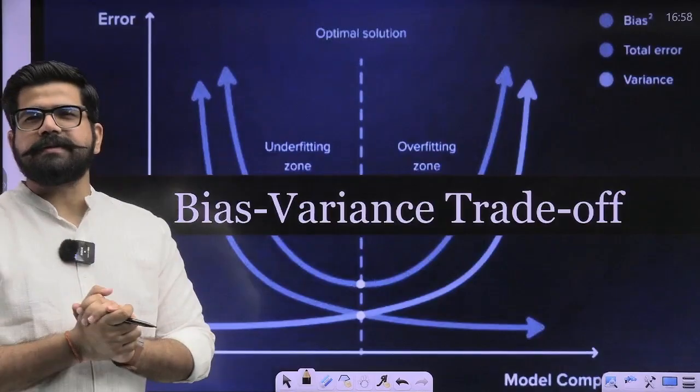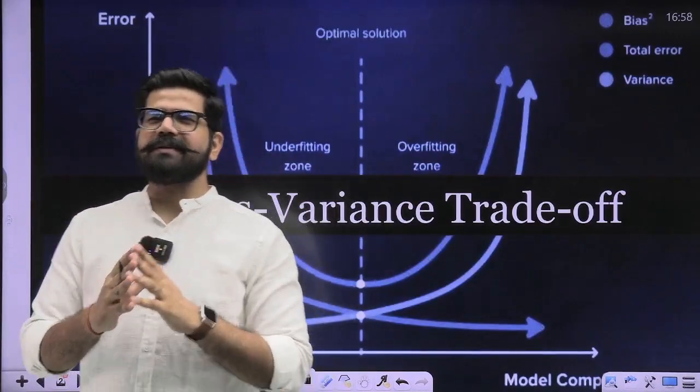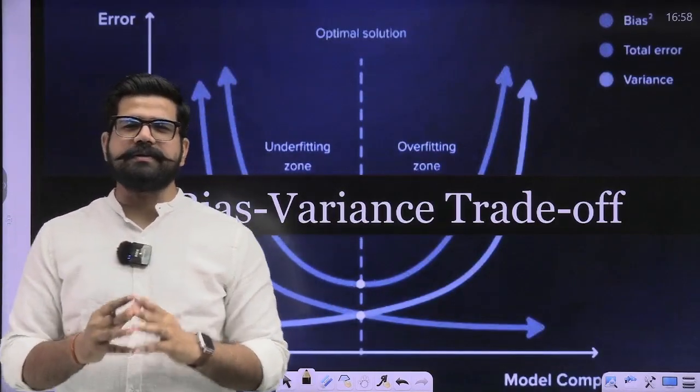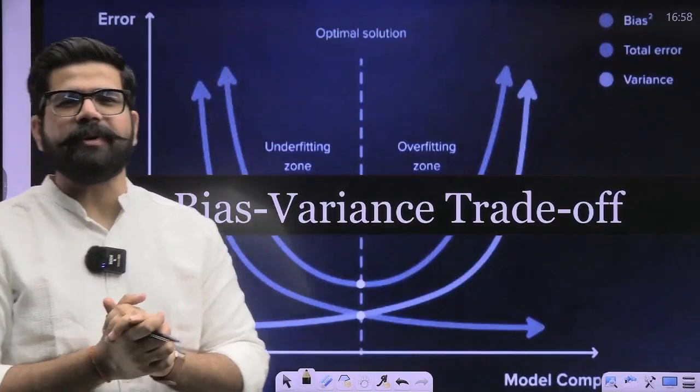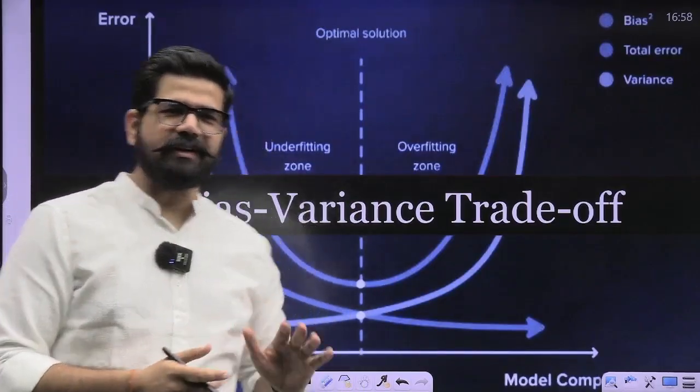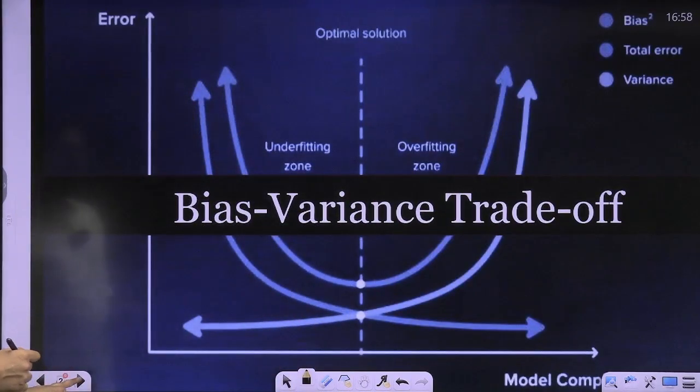So, hi students. Today we can start our next topic, that is the Bias Variance Tradeoff, which is the most important topic in machine learning. So we can start this session with the Bias Variance Tradeoff.